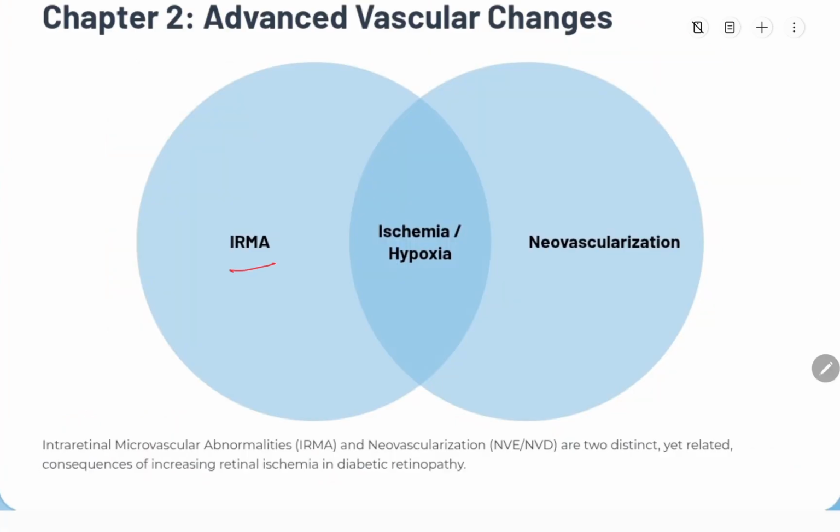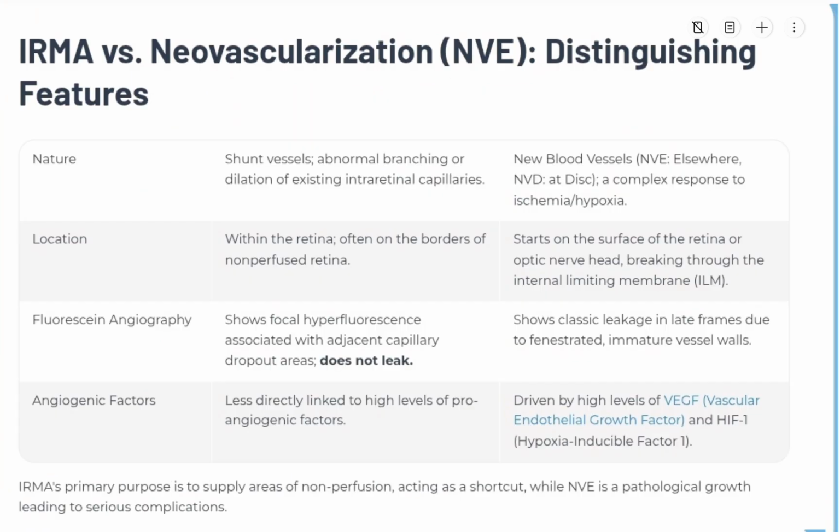The other thing is IRMA. What is IRMA? IRMA stands for intraretinal microvascular abnormalities. And the other thing is new vascularization. Both of these occur mainly due to ischemia and hypoxia. But what is the main difference between these two terms? Let's discuss this. So what is IRMA? These are shunt vessels that are abnormally branching.